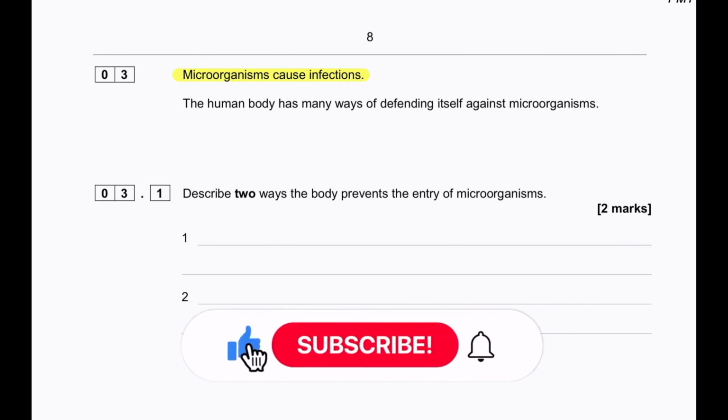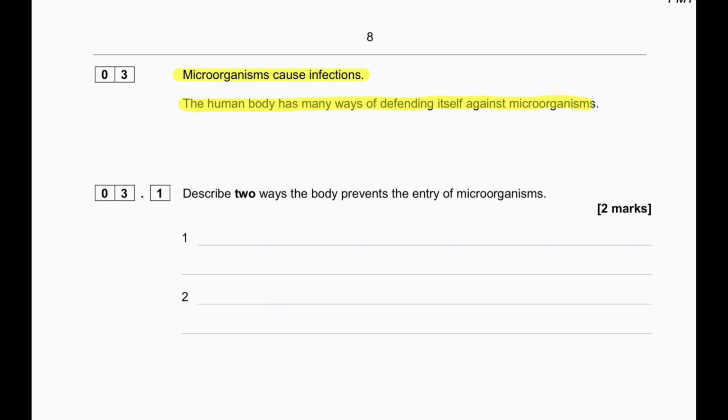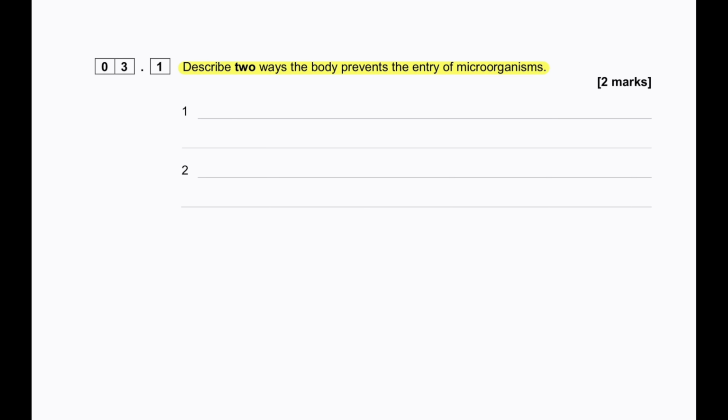Microorganisms cause infections. The human body has many ways of defending itself against microorganisms. Describe 2 ways the body prevents the entry of microorganisms. This particular question has 4 marking points. However, the examiner has given us only 2. So we are only going to be able to write 2 of the 4 marking points that I am mentioning here.